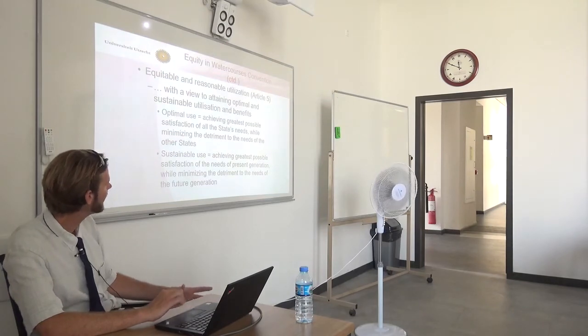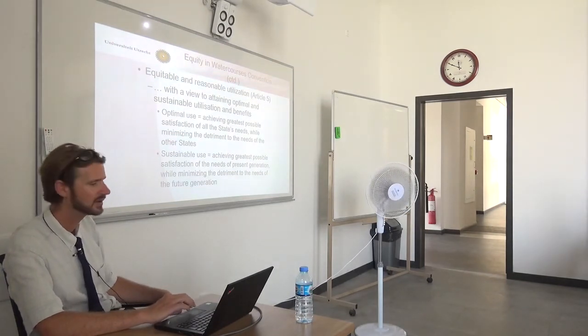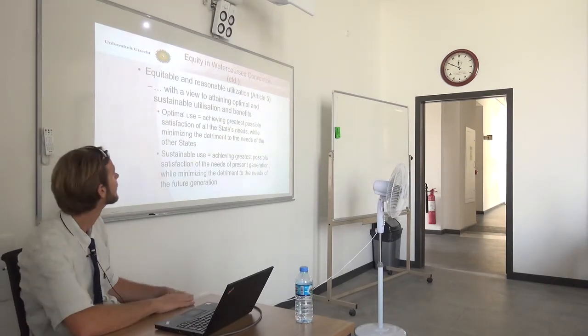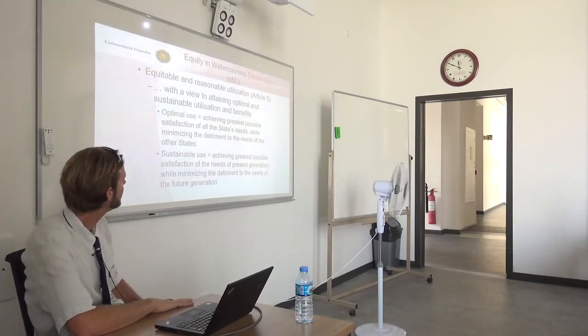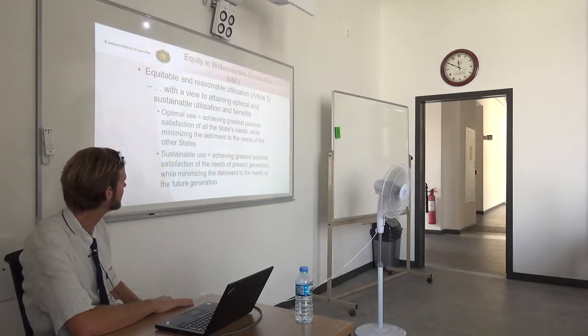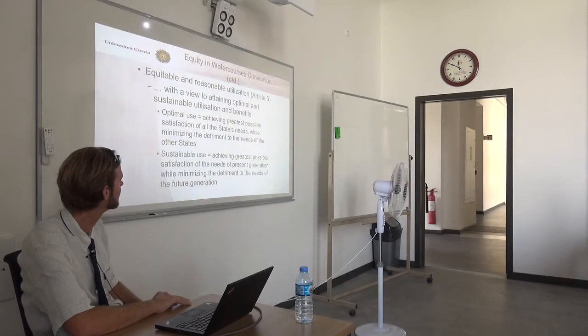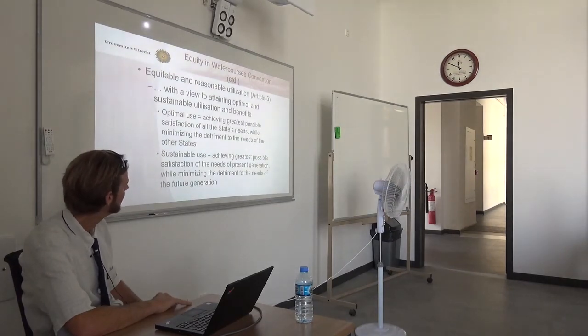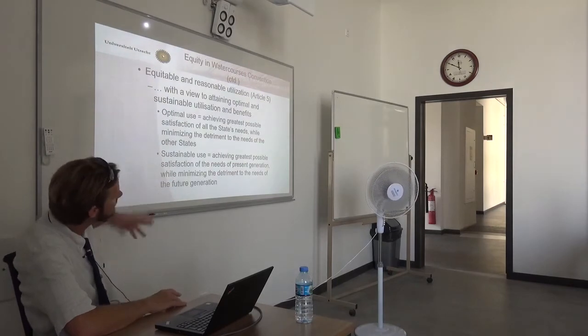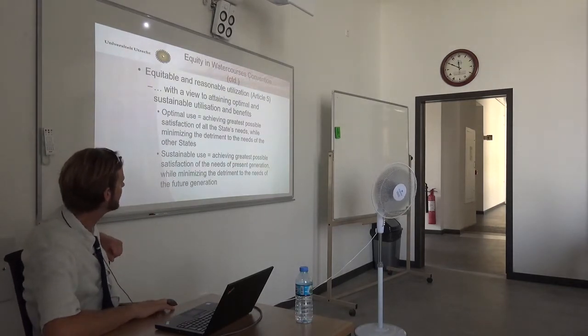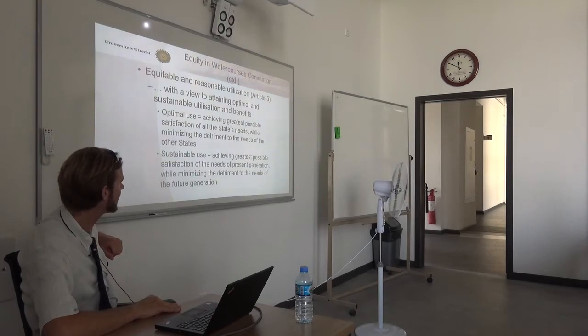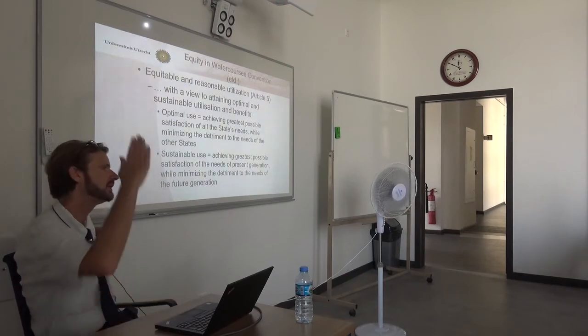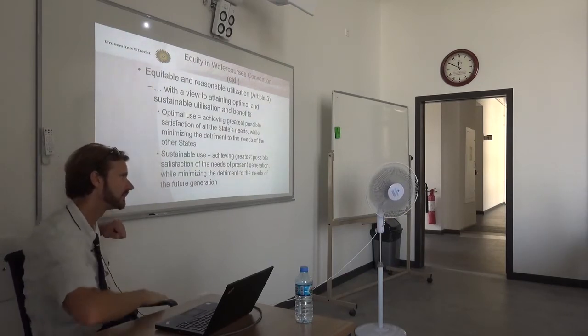So this is how the equitable and reasonable use principle ended up in the UN Watercourse Convention. It's Article 5. So the aim of equitable and reasonable use is to reach an optimal and sustainable utilization of the river and its benefits. So optimal use refers to, and I just read from the slide, achieving greatest possible satisfaction of all states' needs while minimizing the detriment to the needs of the other states. So it's about balancing the different river uses.